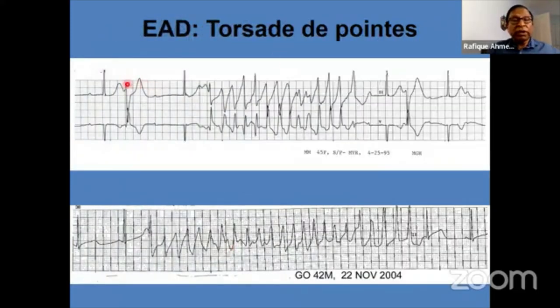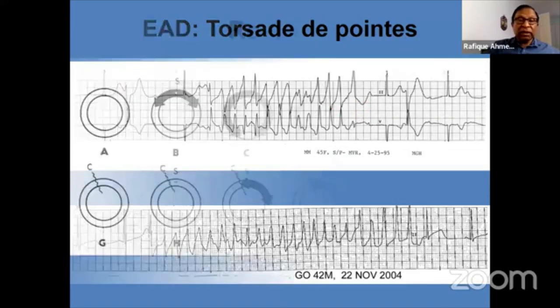Everybody knows this: there is a patient with sinus rhythm and first degree AV block. I don't think this is complete heart block. Then long QT, and there is one premature beat, probably due to afterdepolarization. The proof is that it then degenerates into a polymorphic ventricular tachycardia, which is torsades. The difference between torsades and VF is basically that it twists around a point. You can see that the QRS is negative here, it becomes positive, and then it stops. Torsades will terminate.